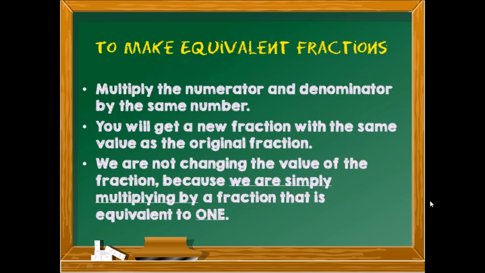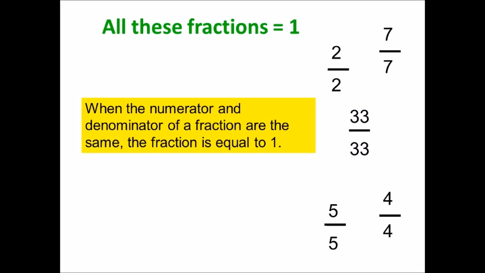And always remember that we are not changing the value of the fraction because we are simply multiplying by a fraction that is equivalent to 1. So all these fractions are equivalent to 1. That is, by dividing the numerator by the denominator, 2 divided by 2 is equal to 1. 7 divided by 7 is 1. 33 divided by 33 is 1. 4 divided by 4 is 1. And 5 divided by 5 is 1.